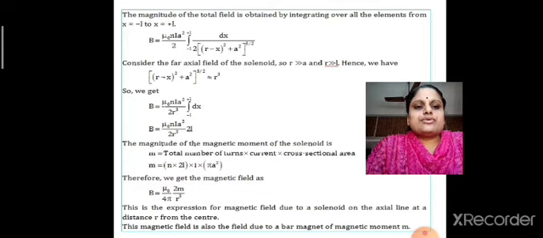This is the expression for magnetic field due to a solenoid on the axial line at a distance r from its center. This magnetic field is also the field due to a bar magnet having a magnetic moment m.